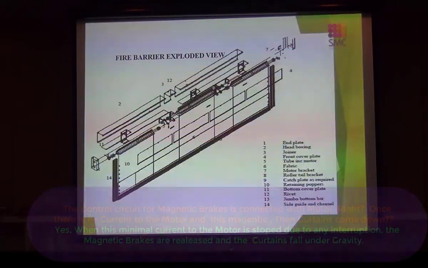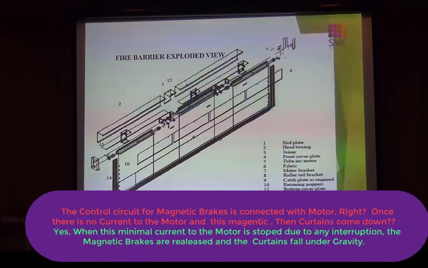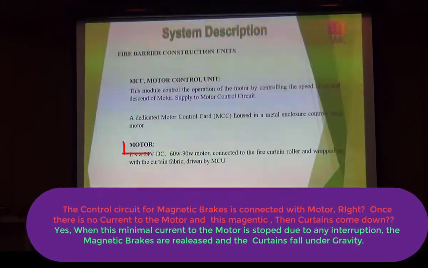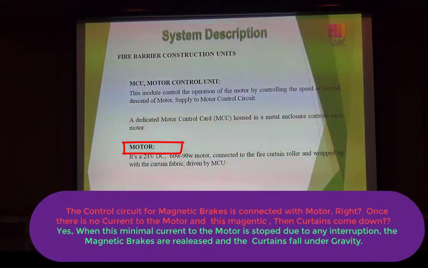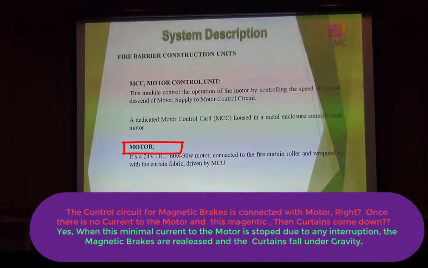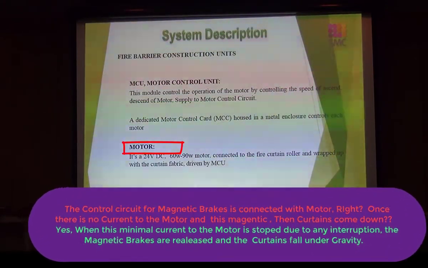The control circuit for the motor for this magnetic brake. Yes, it's connected with the motor, right? Yes, it is separate. So once there's no current for this control for the motor and this magnetic brake, then it comes down under gravity.